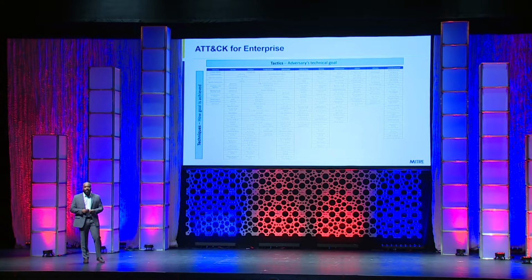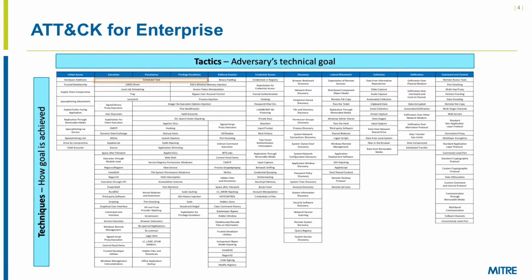So this is the technique matrix for ATT&CK for Enterprise. What you'll notice is at the top, there's tactics, which are adversary technical goals. And these range all the way from initial access to command and control. Techniques are associated with the tactics, and it's how an adversary gets a goal accomplished.